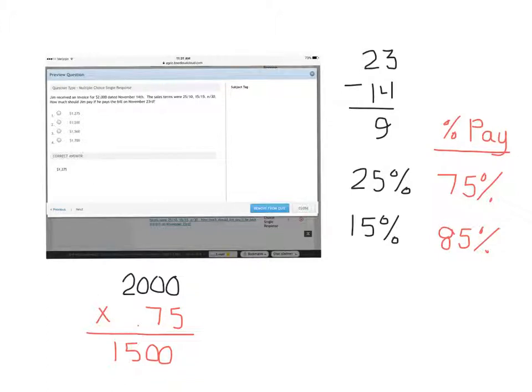Now we apply the 15% savings to that. So we're going to take the balance now, $1,500, and multiply by the 85% or 0.85 that he's paying there. So the amount that he'll be expected to pay if he pays on November 23rd is $1,275.